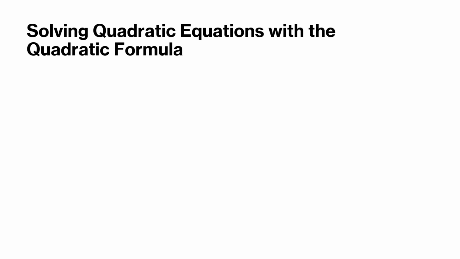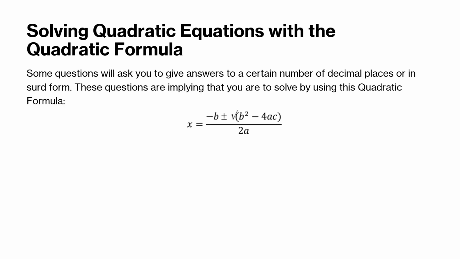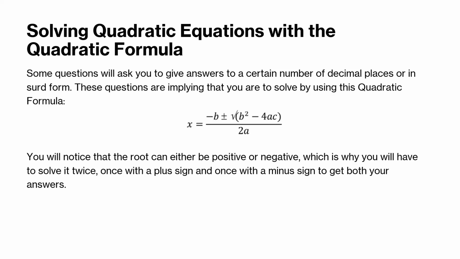Let's talk about our second method, the quadratic formula. Some questions will ask you to give answers to a certain number of decimal places or in surd form. These questions are implying that you solve by using this quadratic formula, where our b is the term in the original equation, same with the a and the c. You will notice that the root can either be positive or negative, which is why you will have to solve it twice, once with a plus sign and once with a minus sign to get both your answers. Like I said, every quadratic equation has two answers.